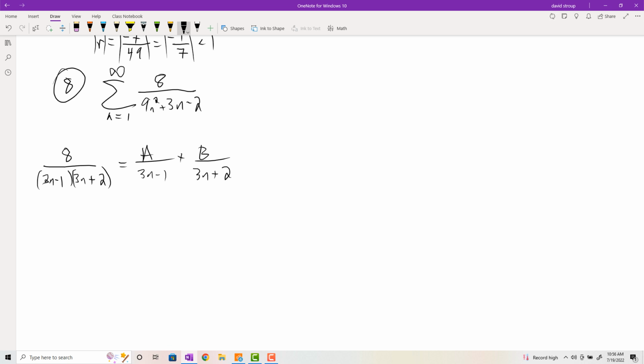Okay, so first multiply through to get rid of all the fractions. So you're multiplying by this denominator, 3n minus 1 times 3n plus 2, on both sides.